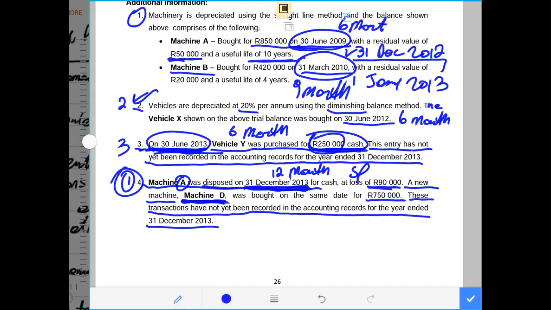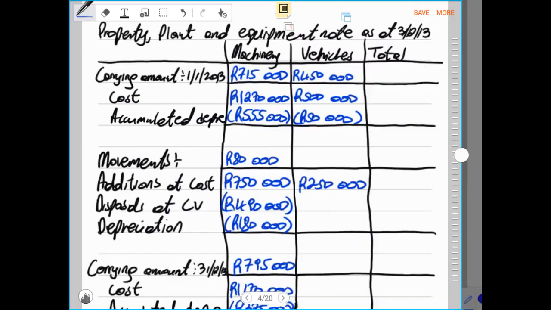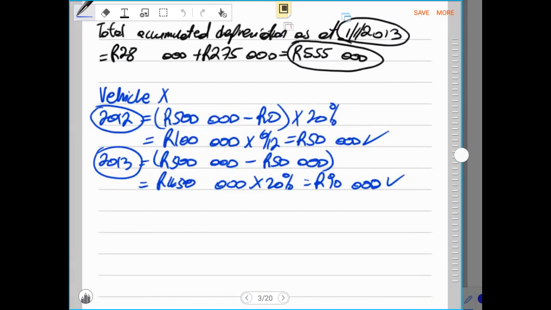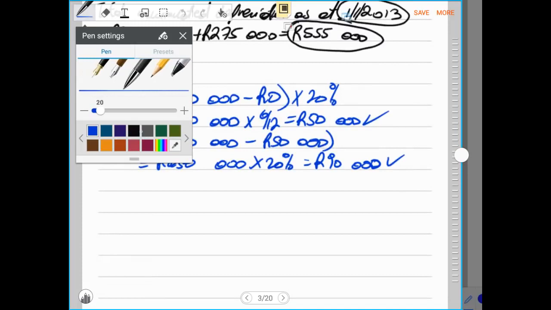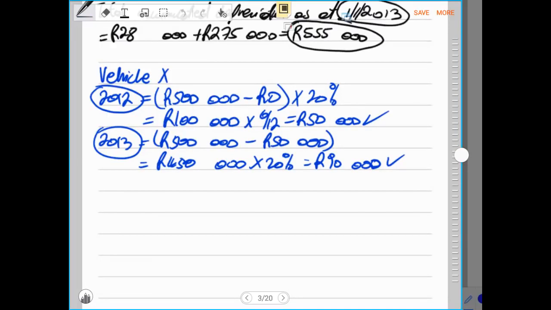And they say this entry has not yet been recorded in the records as at 31st of December in the year 2013. So now that means we still have to account for motor vehicle Y that was acquired during the current financial period. So now we go to vehicle Y, and vehicle Y depreciation for the year 2013.